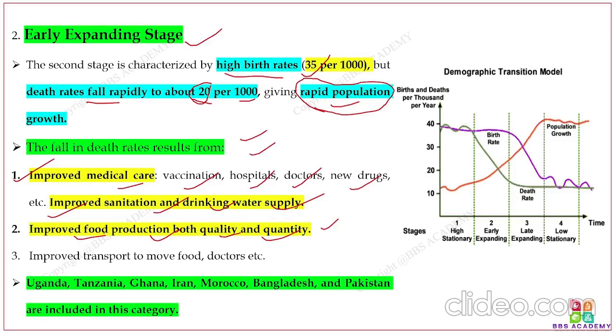Examples like Uganda, Tanzania, Ghana, Iran, Morocco, and Bangladesh are examples of the early expanding stage. Basically, this is the early expanding stage. The birth rate is high but the death rate is declining. This is the basic characteristic.